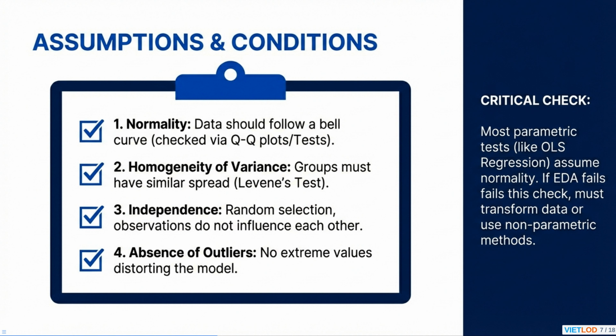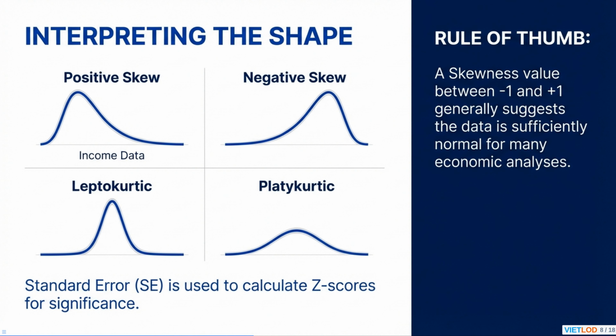It's vital to remember that most parametric tests, like OLS regression, heavily rely on the normality assumption. If our exploratory data analysis reveals a violation of this check, we must either transform our data or consider using non-parametric statistical methods to ensure the validity of our findings. The normality assumption is particularly important, so let's look more closely at how we interpret the shape of our data's distribution.